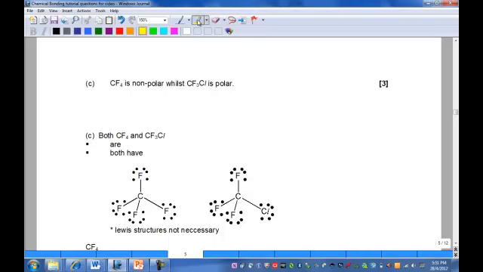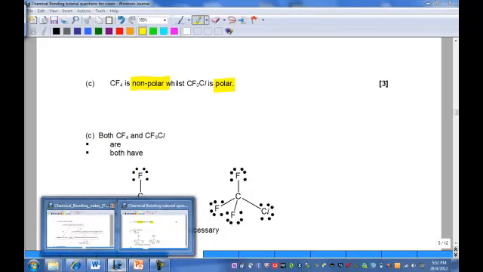Okay, so let's move on to question 8c. The question says that CF4 is non-polar while CF3Cl is polar. Based on this, they ask you to explain. It's very simple. You just need to go back to your lecture notes, page 32.